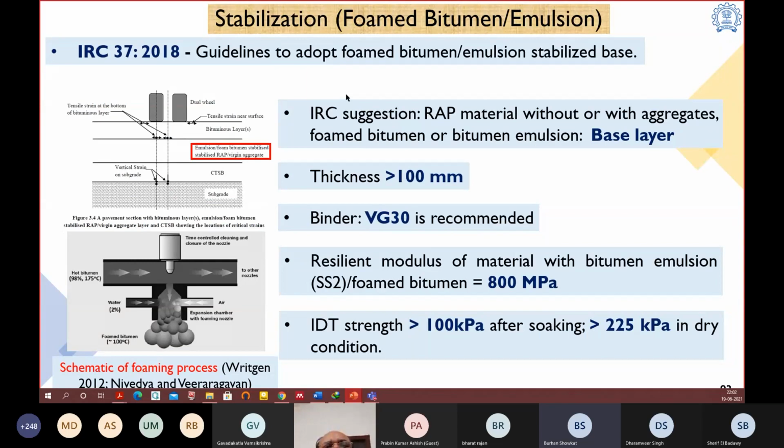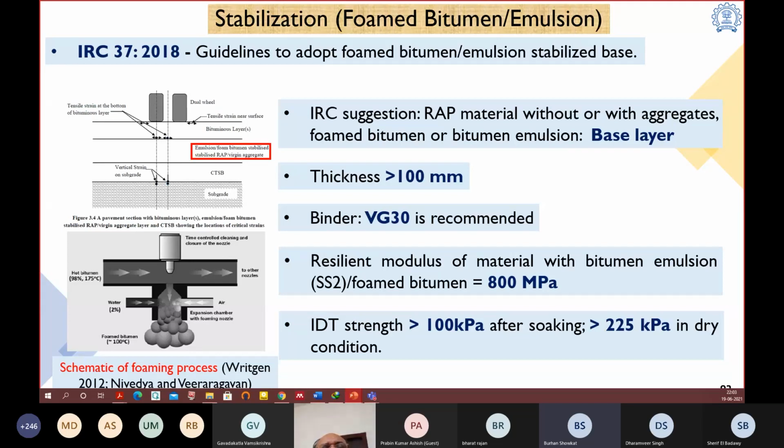Again, in this stabilization, IRC 37 also provides a provision for the base layer when we are using an emulsion or foamed bitumen with RAP aggregates. This is again a very interesting prospect because RAP adds to the sustainability, and the adoption of RAP in India is gaining prominence. So these are some of the specifications by IRC 37, such as the thickness has to be greater than 100 mm for this layer, and VG30 binder, the viscosity grade binder, because in India we are following the viscosity grading.